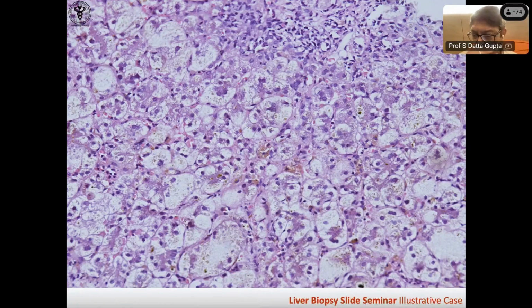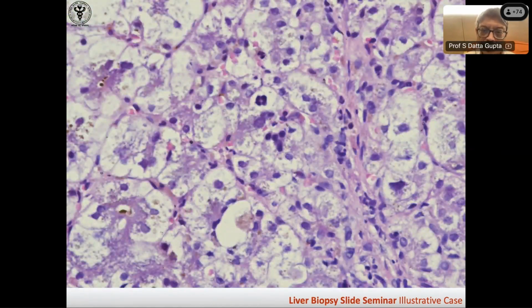Some viral infections do cause changes like that, but this is by and large in children. So this is the case of neonatal hepatitis.